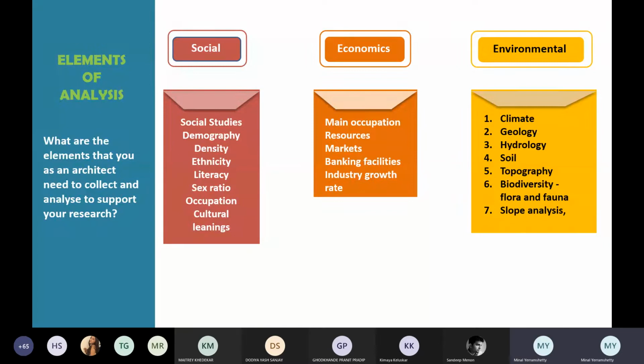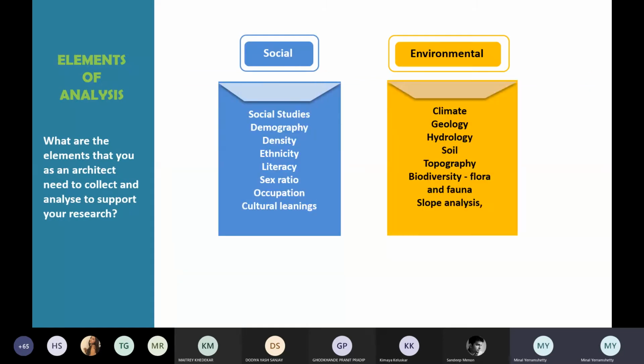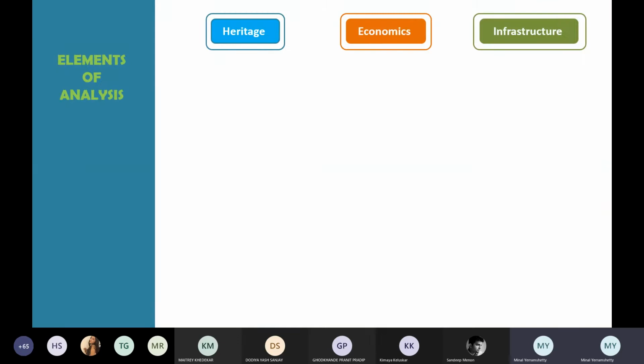Right? Why is this repeated? Okay. Then you have heritage, economics, and infrastructure. Okay, sorry, this is a repeat. I don't know why this got here, but it's a repeat.